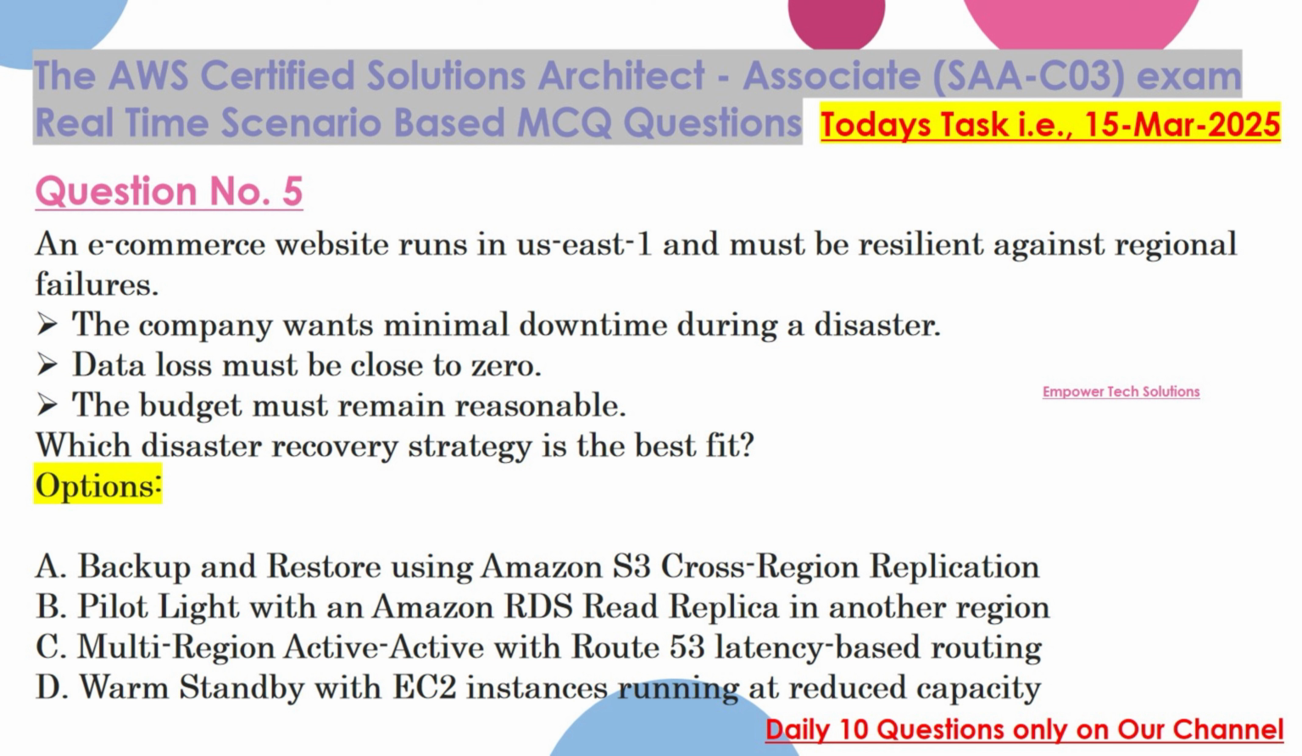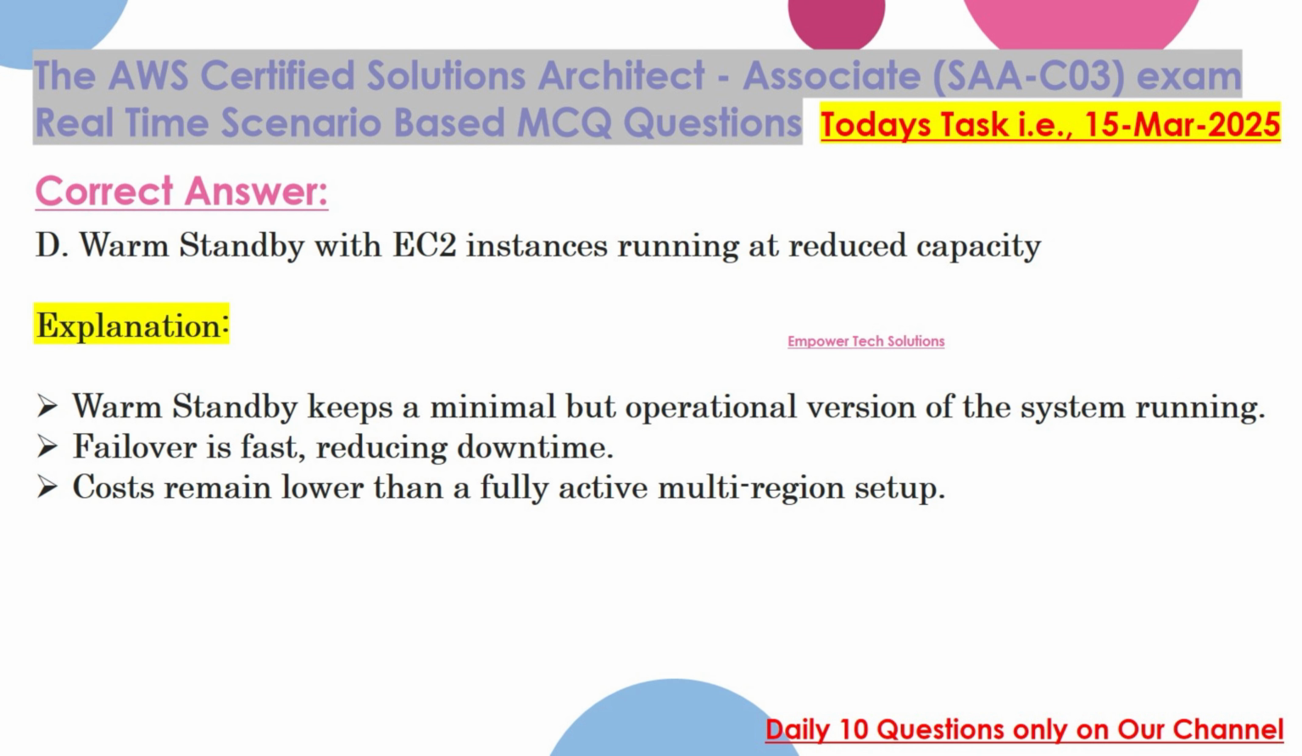Options: A. Backup and restore using Amazon S3 cross-region replication. B. Pilot Light with an Amazon RDS read replica in another region. C. Multi-region active-active with Route 53 latency-based routing. D. Warm standby with EC2 instances running at reduced capacity. Correct answer: D. Warm standby with EC2 instances running at reduced capacity.